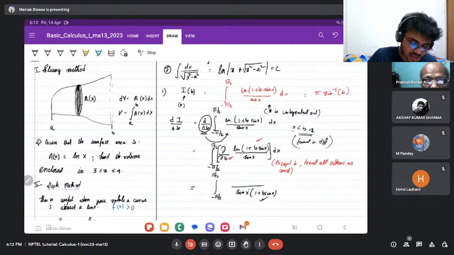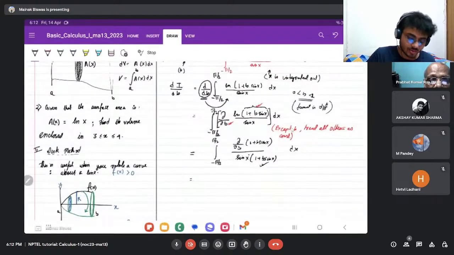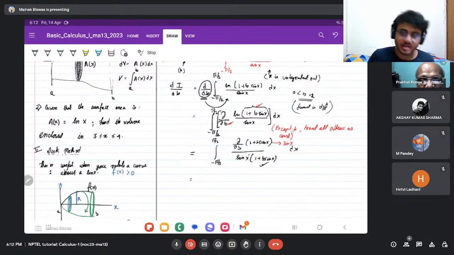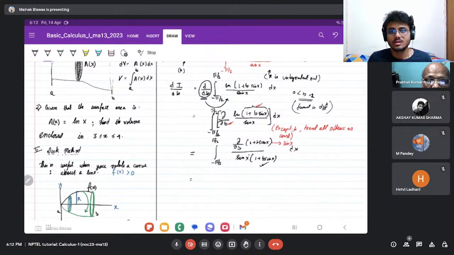So the next step is you have to take the derivative of the function inside the log by chain rule. So you will take the derivative of b, so it will be only sine x, right? This is d/db of 1 plus b sine x, which is nothing but sine x. Agreed? Yes, sir. So everyone else agrees?